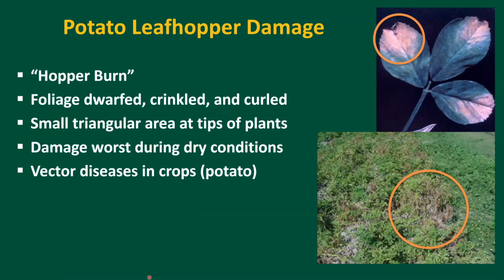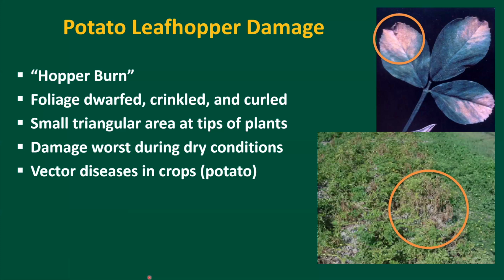So you can also look for some of the symptoms from their injury. They inject a toxin into the plant, and this is known as hopper burn. This is an alfalfa leaf, but you can see the hopper burn there in the upper part of the tip of the leaf, and it'll be the same in dry bean leaves, other crops.